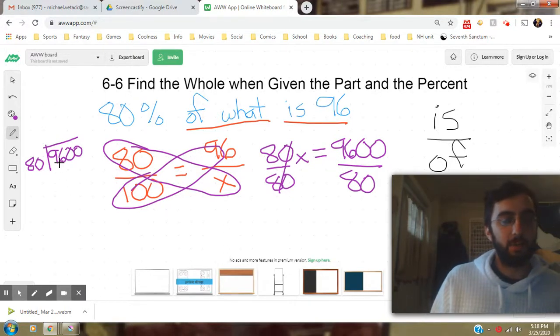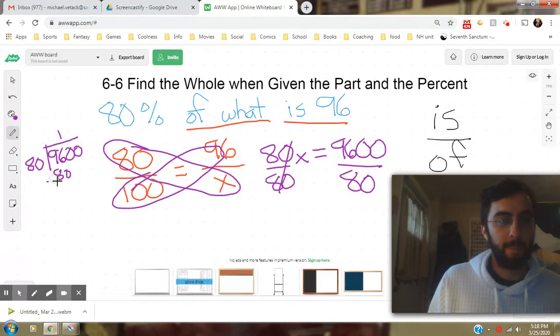So 80 goes into 96 one time, and we'll have 16 remaining. Let's bring down the 0. 80 goes into 160 twice. So I'm thinking 8 into 16 2 times. So 2 times 8 is 16 with that 0. Bring down our final 0. 80 goes into 0 times.